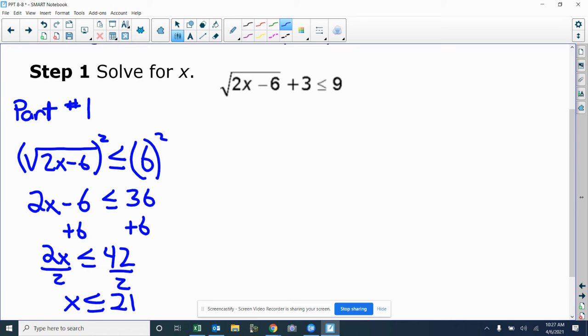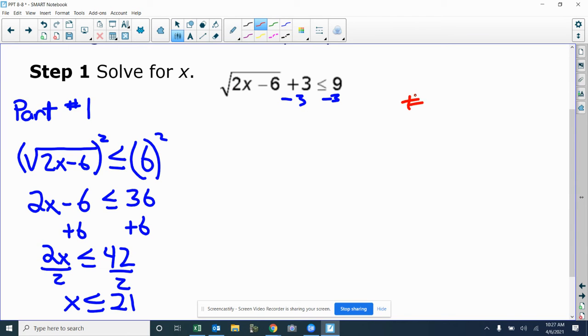Yes? So the first step, where did that 3 go? We subtracted it. Subtract 3 and we got 6 over there, okay? Is that good? Everybody good? All right. Here's part 2.